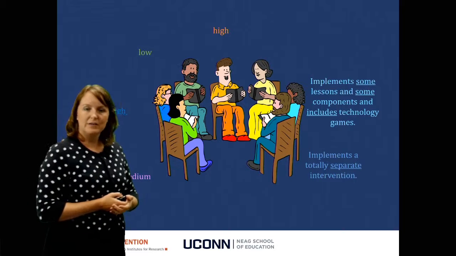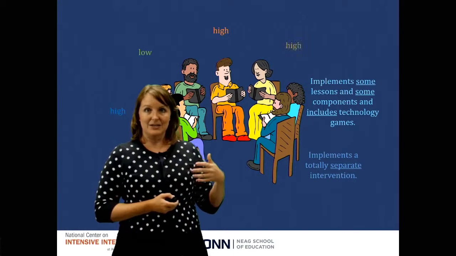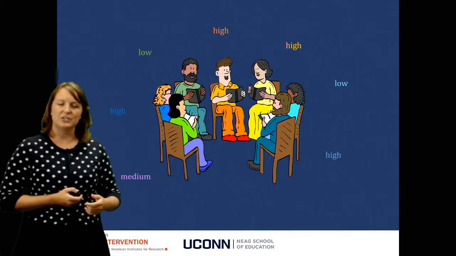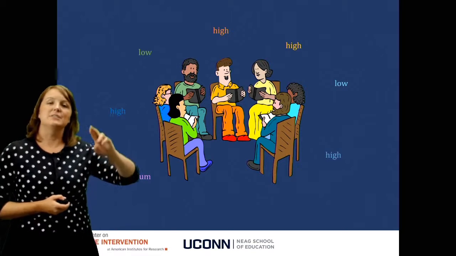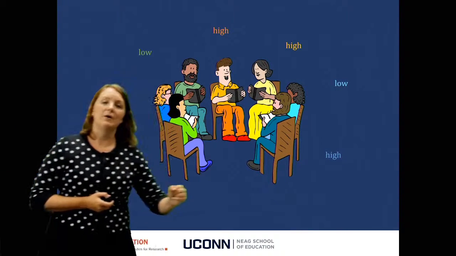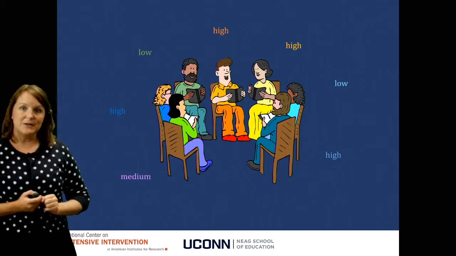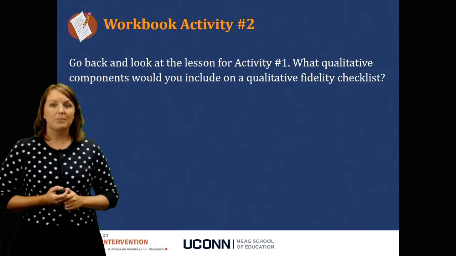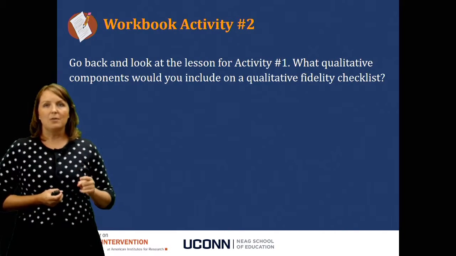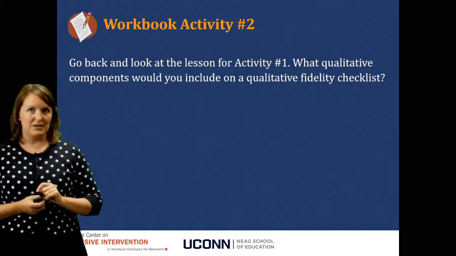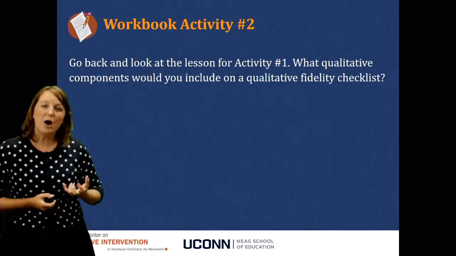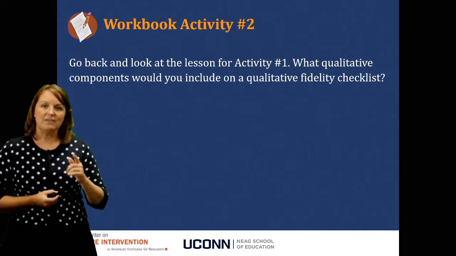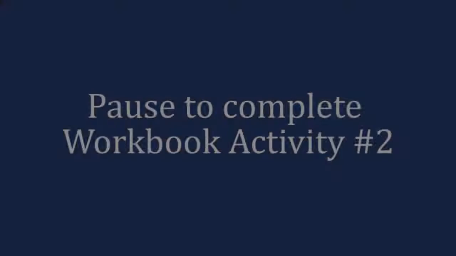This teacher who did all of the lessons and all of the components and added in additional practice, maybe she was rated high. This teacher over here, low, and this teacher, high. So this gives us a different picture of how well these teachers are implementing the evidence-based intervention or the evidence-based strategy. So I want you to think about that with workbook activity number 2. I want you to go back and look at the lesson that you used for activity number 1, and now think about what qualitative components you might include on a qualitative fidelity checklist if a teacher was implementing this lesson.